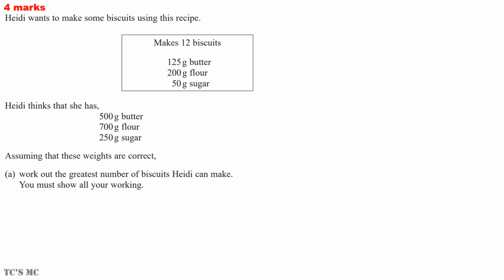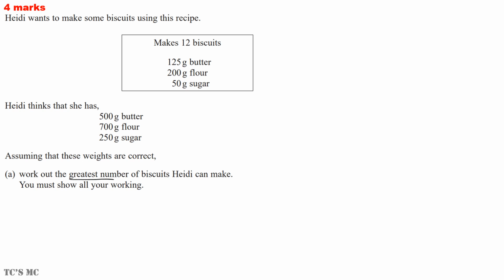Heidi wants to make some biscuits using this recipe. Heidi thinks that she has the following. Assuming that these weights are correct, work out the greatest number of biscuits Heidi can make. You must show all your working.